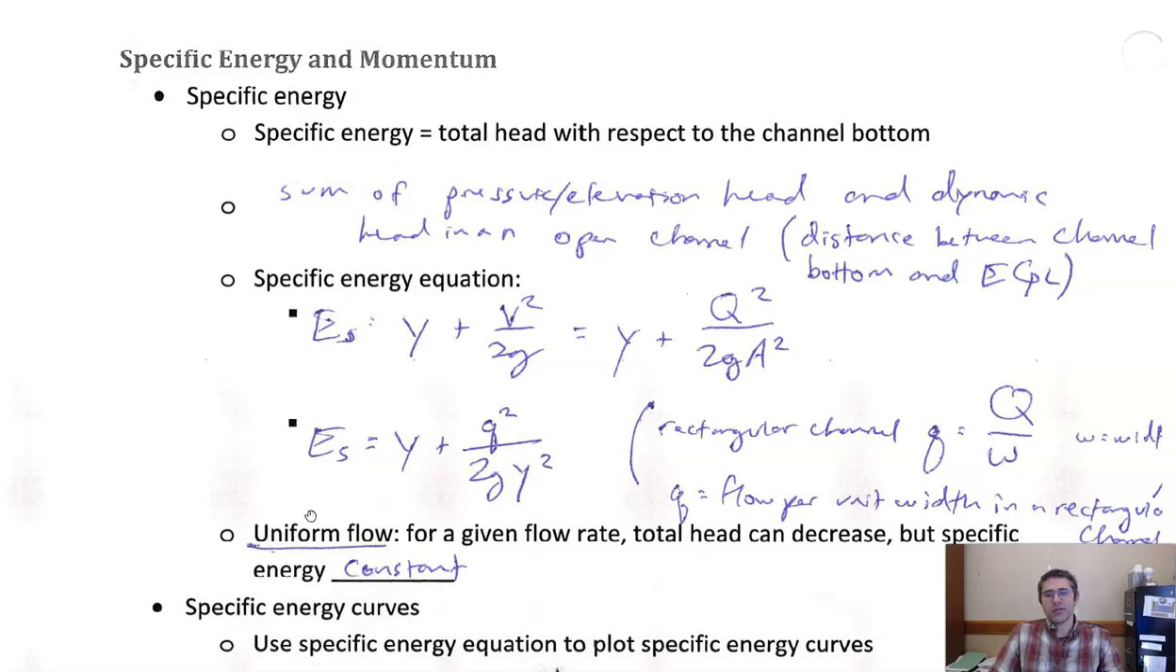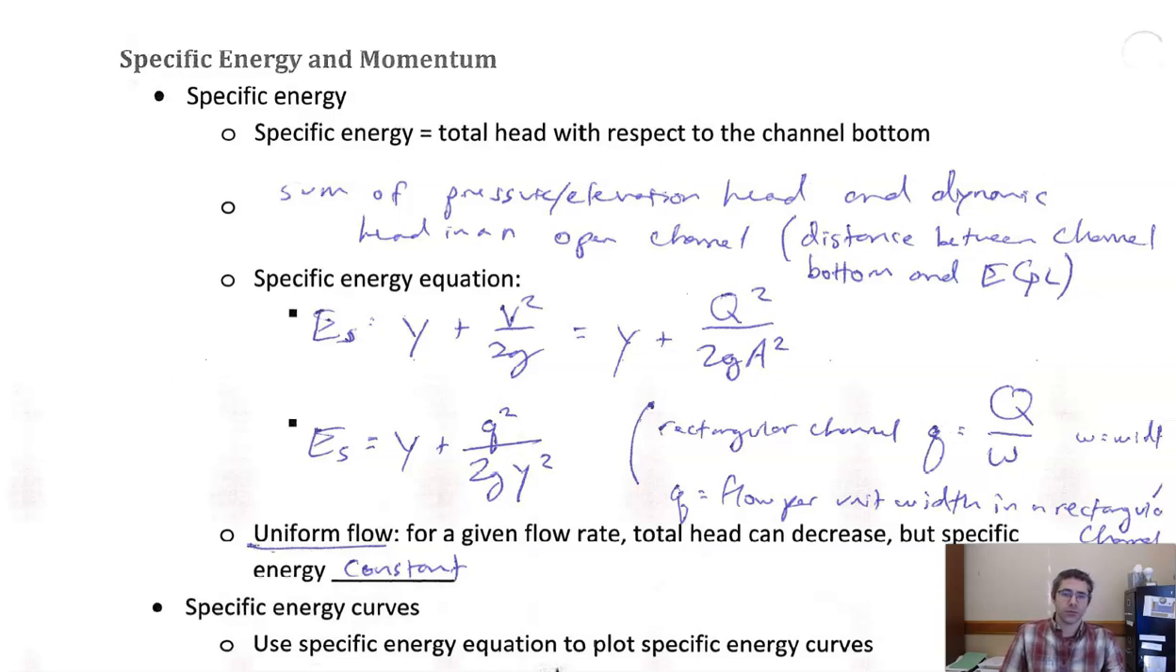This version down here, you can see, looks a lot like this one up here, but here we've replaced big Q with little q, and on the bottom, big A with y. So in a rectangular channel, in other words, a channel that has a rectangular cross-section, there's this term little q, which is the flow per unit width. So per width of the channel, there's a flow rate per that width, and we call that little q.